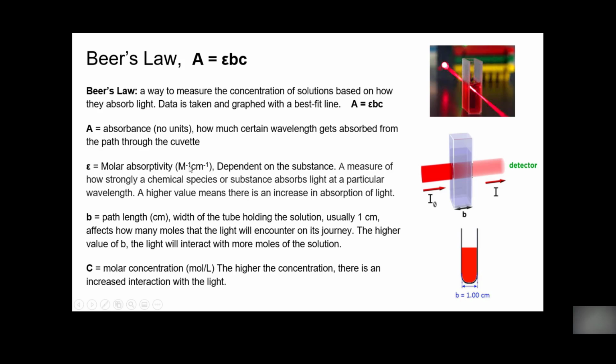Path length, it's in centimeters. It's the width of the tube or cuvette, that's what this is here, holding the solution. It's usually 1 centimeter across. It affects how many moles the light will encounter on its journey. The higher the value of B, the more the light will interact with more moles of solution. And molar concentration, C is concentration, is in molarity. The higher the concentration, there is an increased interaction with the light.